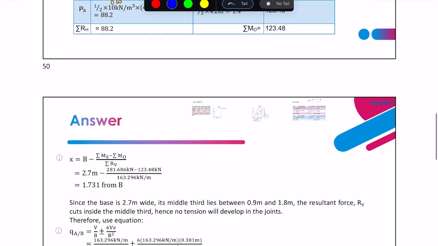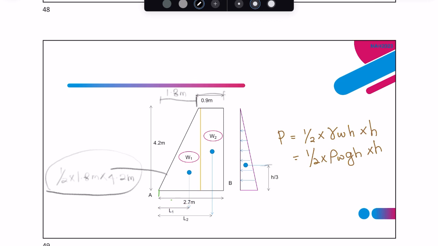163.296. When you calculate, do this in a bracket first, baru you ambil 2.7 and minus everything. You will get 1.731 meter from B. Meaning, dari B di sini, it is 1.731 meter. That is the value of the position of the ground reaction. That is the distance of the position of the ground reaction.